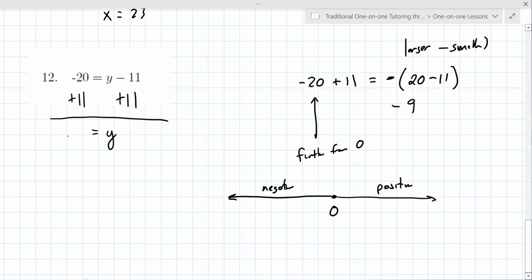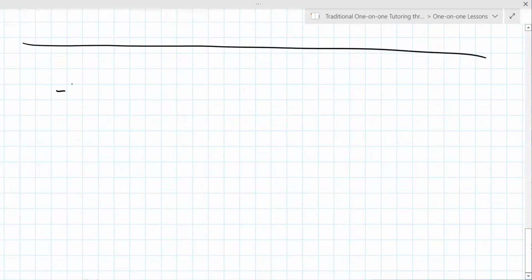So what does y equal in this case? 9. Negative 9. Negative 9, yeah. Okay. You can see a little uncertainty there. Let's keep working out a couple of these. All right, how about if I give you one like this? Negative 11 equals negative 4 plus w, and I want you to solve for w.